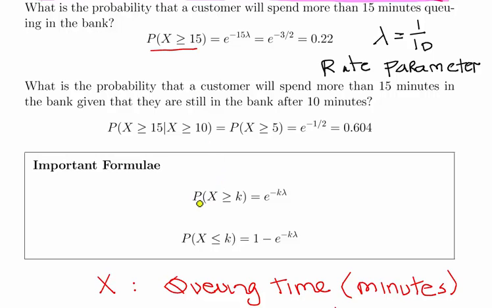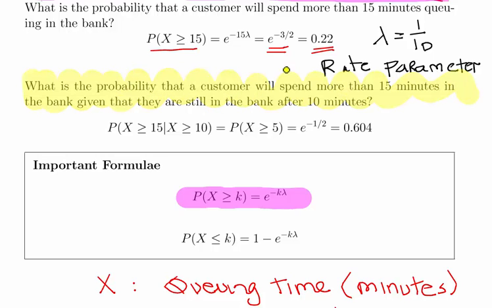Now I'm going to skim past the formula here, but this is a key one. The probability of x greater than or equal to k, where k is some waiting time, is the exponential of minus k times lambda. So in this case, the probability of x greater than or equal to 15 is e to the power of minus 15 times lambda. That is 15 times 1 over 10, which is 1.5, or 3 over 2. So we're calculating the exponential of minus 3 over 2, which is approximately 22%.